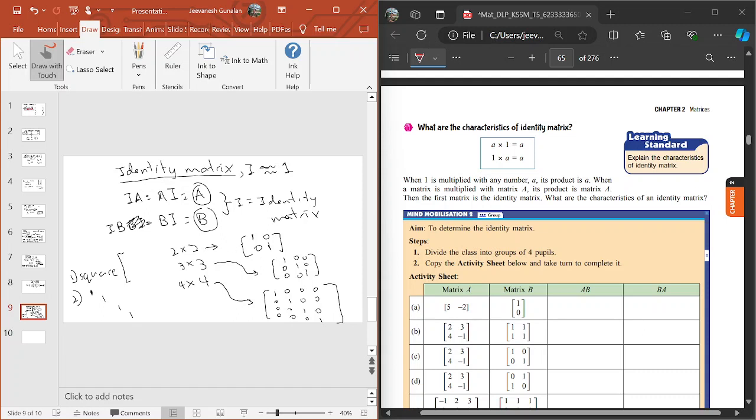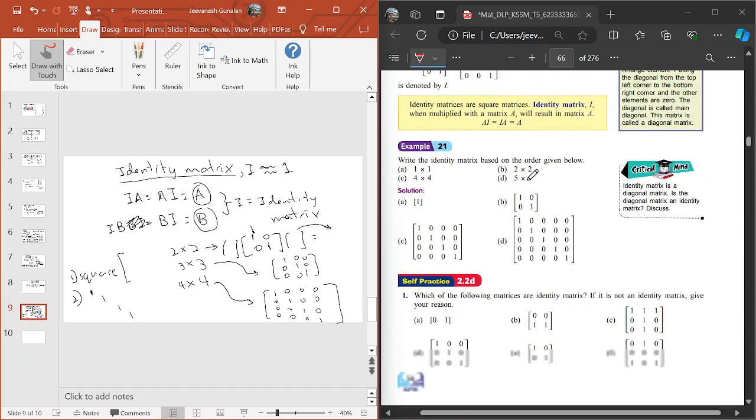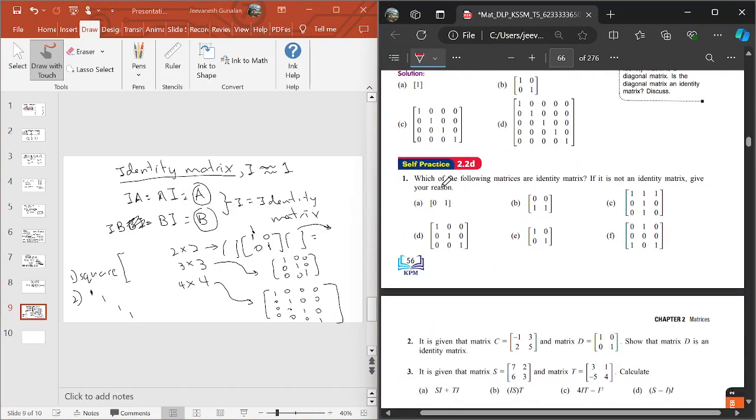And if you multiply these, not mattering the order, if I multiply the matrix on this side or that side, I must get the same matrix. If I do, then this is called an identity matrix. Okay, let's look at some questions or examples. These are the ones I already showed you. Which of the following matrices are identity matrices?